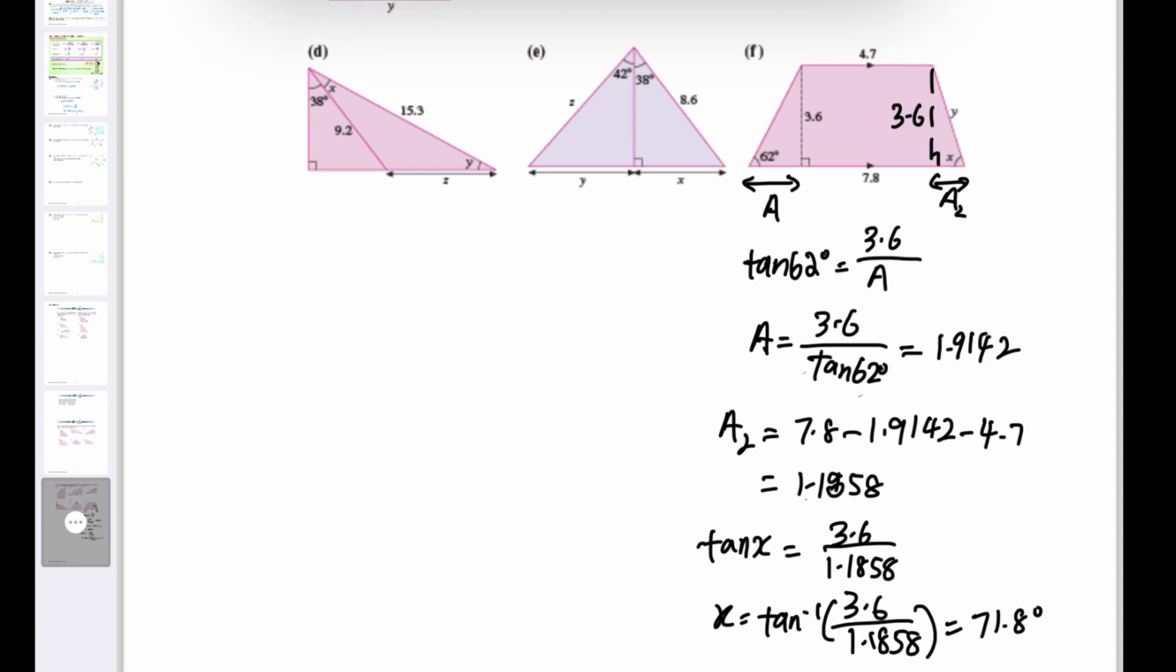Okay, and then let's take a look at the y. I can use Pythagoras. So by Pythagoras theorem, the square root of 3.6 squared plus a2 squared, which is 1.1858 squared, would be 3.79 to 3SF. Okay, yep, and that is all.